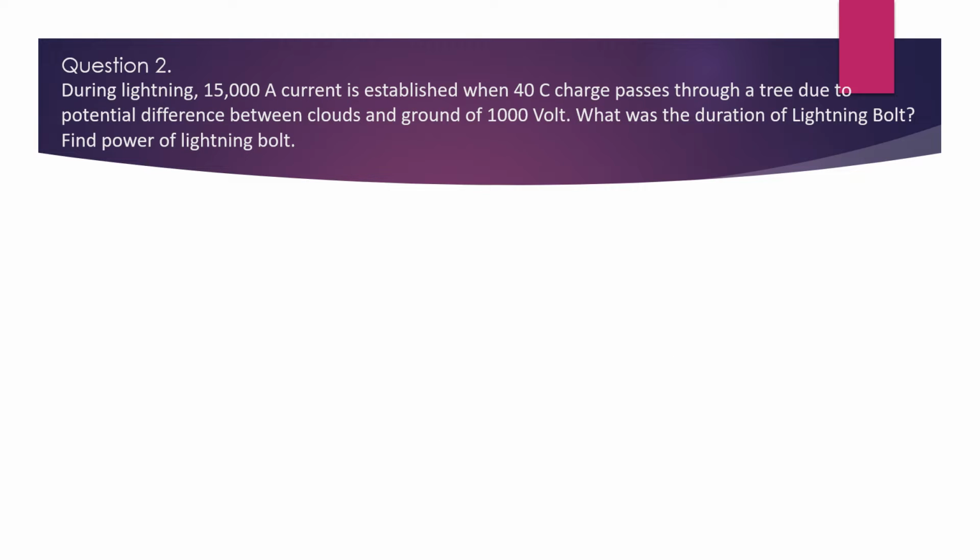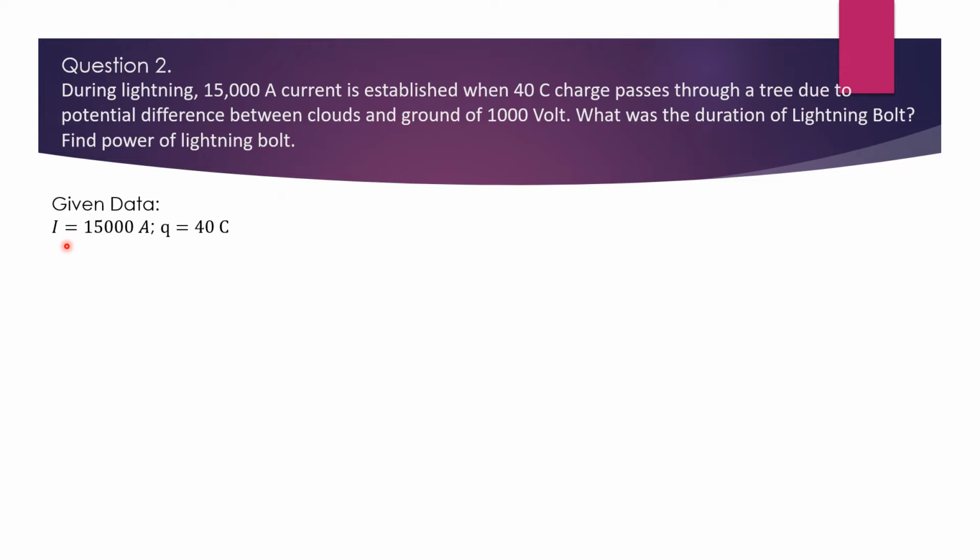Question 2. During lightning, 15,000 ampere current is established when 40 coulomb charge passes through a tree due to potential difference between clouds and ground of 1000 volt. What was the duration of lightning bolt? Find power of the lightning bolt.